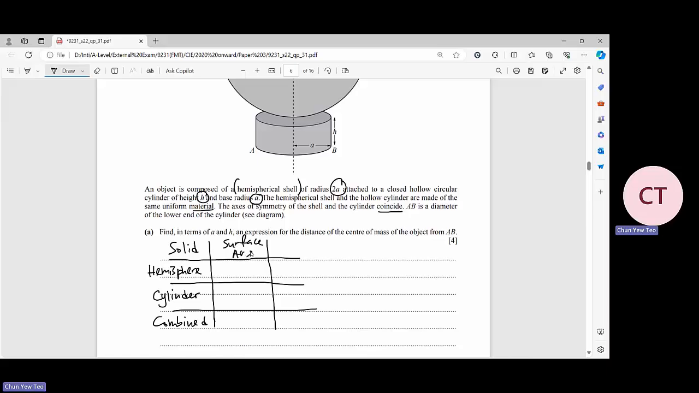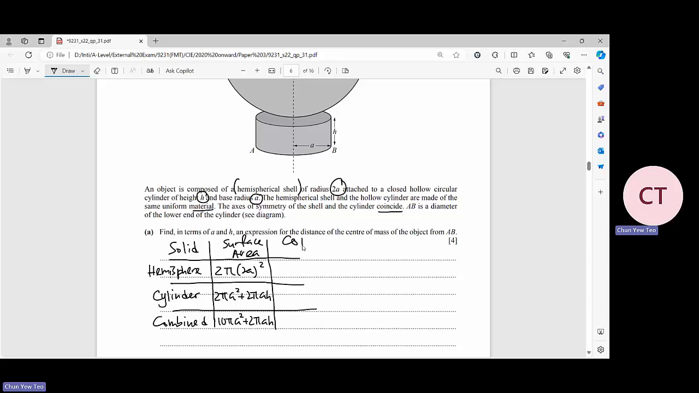The surface area for the hemispherical shell will be half of the 4 pi r square, which is 2 pi r square. Then the cylindrical area will be 2 pi a square plus 2 pi a h. And then if you combine them together, you have 10 pi a square plus 2 pi a h.